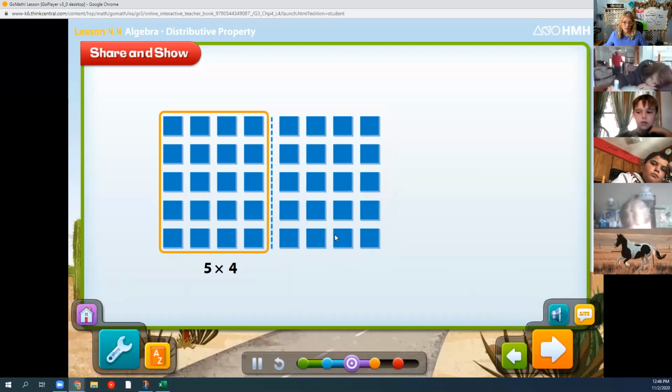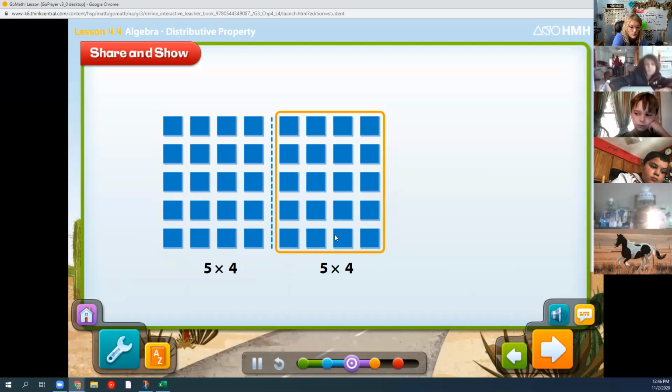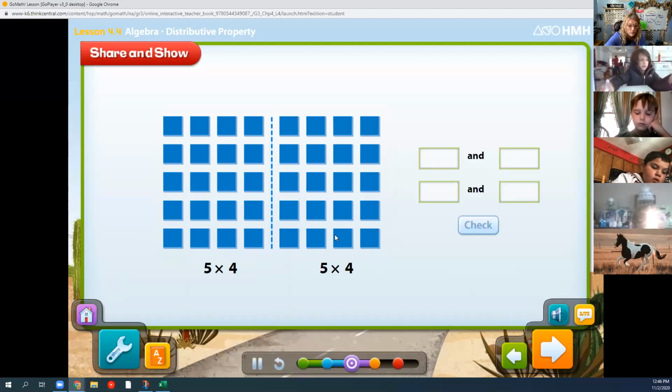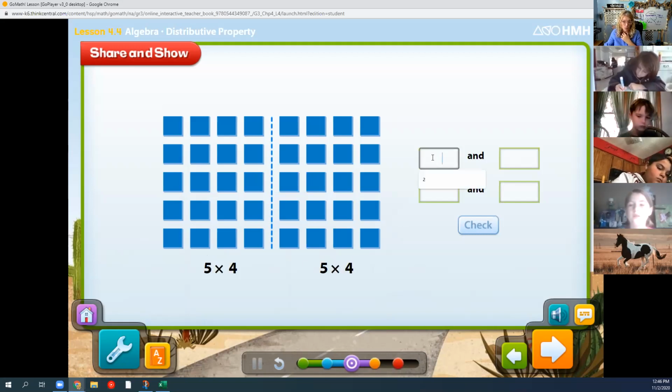What if you break the array into 5 rows of 4 squares and 5 rows of 4 squares? What numbers do you multiply? Okay, so if we broke up the 8, then I still have to keep the 5. I'm not breaking apart both numbers. This is sometimes a problem with some of my students. Don't break apart both numbers, only break apart one of them. Only one of them. So because we broke apart the 8, the 5 still has to multiply by both of those numbers now.